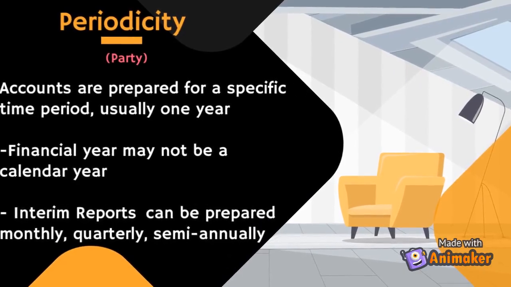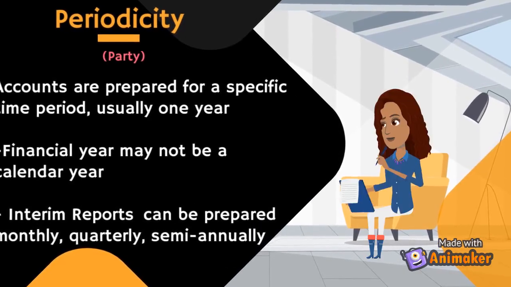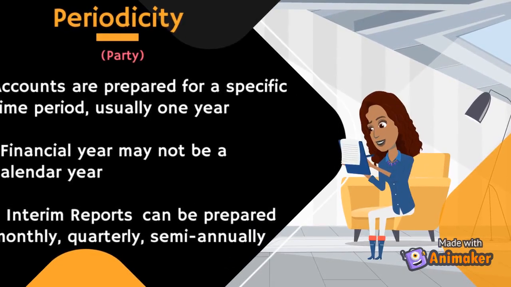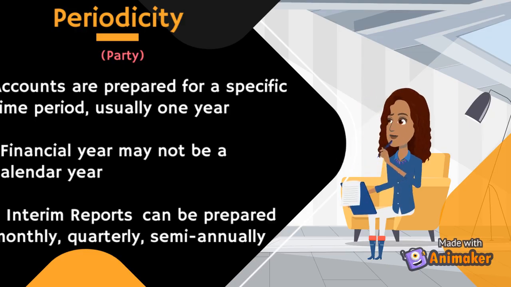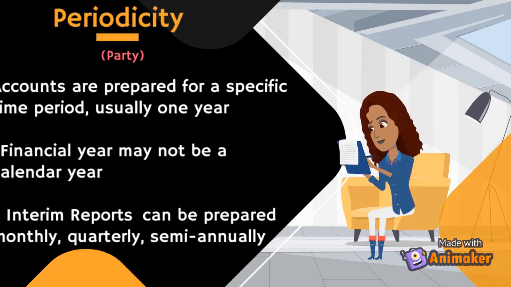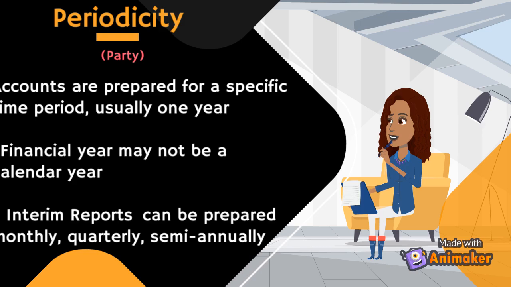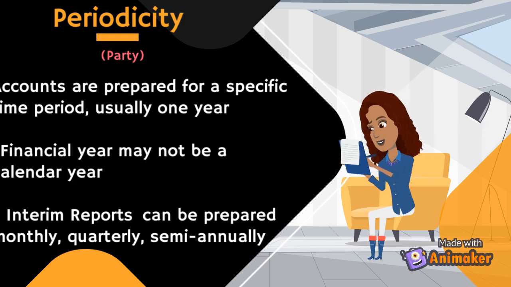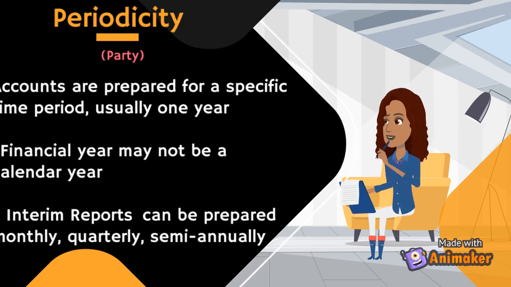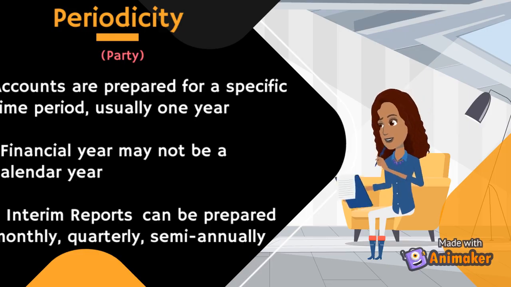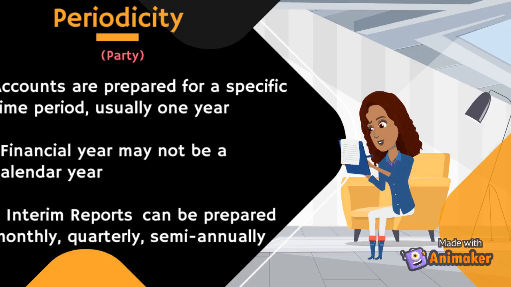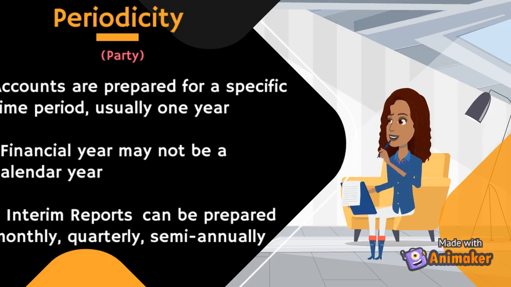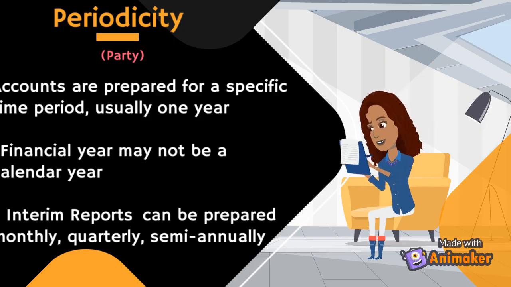Lastly, we have the periodicity GAAP, which states that accounts must be prepared for a specific time period, usually 1 year. The financial year may not necessarily be a calendar year, January to December, as it would depend on when the firm has started its operations. Reports can also be prepared monthly, quarterly, and semi-annually. These are called interim reports.